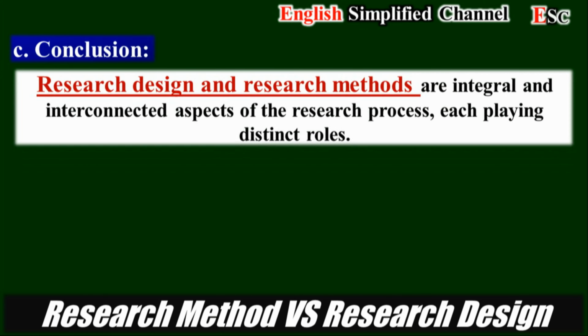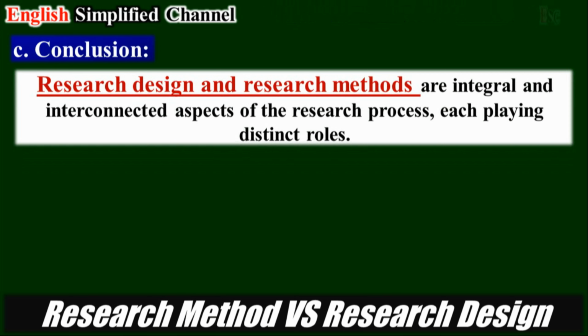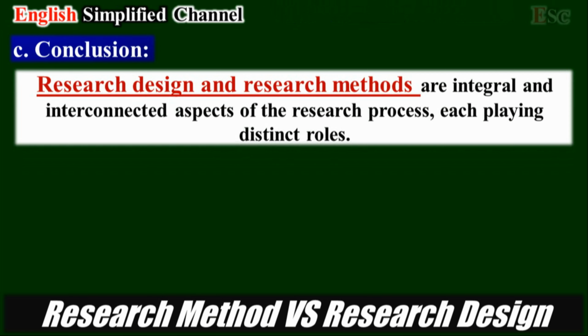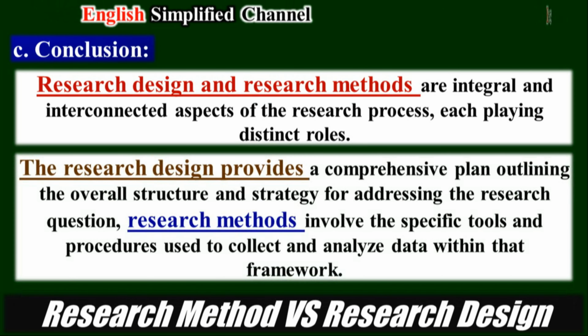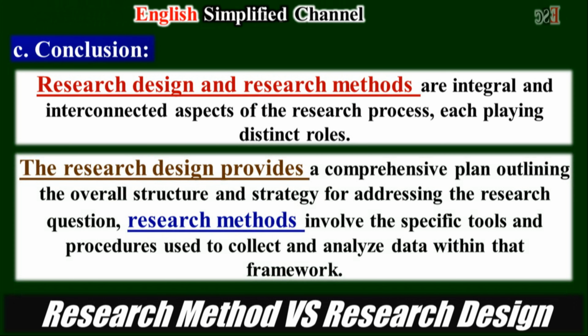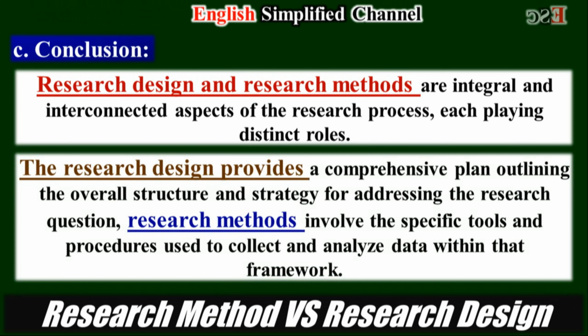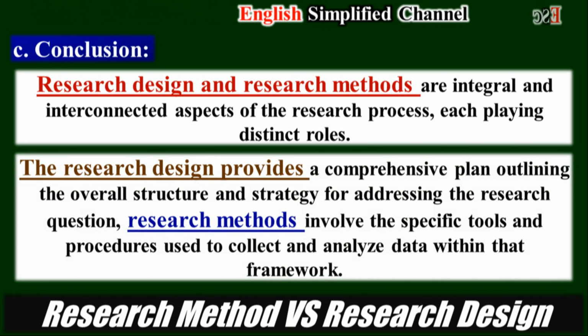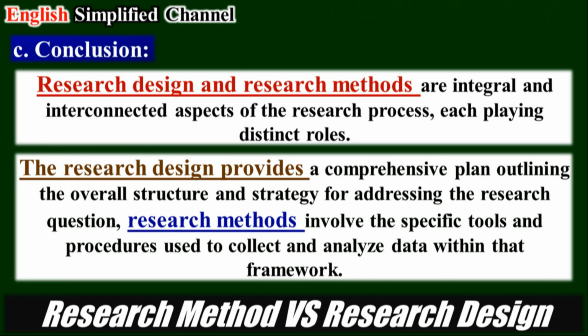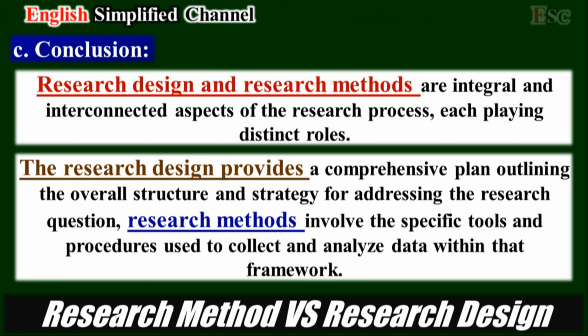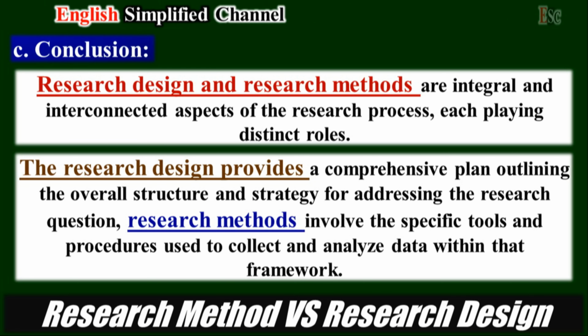In summary, research design and research methods are integral and interconnected aspects of the research process, each playing distinct roles. While the research design provides a comprehensive plan outlining the overall structure and strategy for addressing the research question, research methods involve the specific tools and procedures used to collect and analyze data within that framework. Both components aim to ensure the validity and reliability of the research findings.